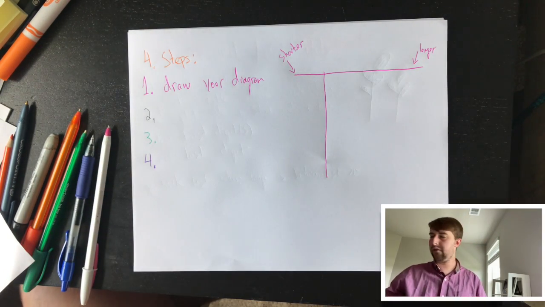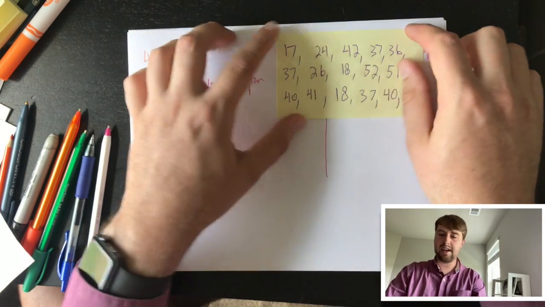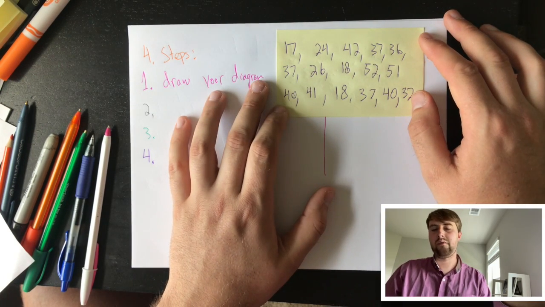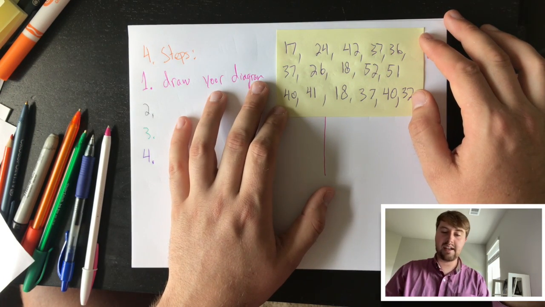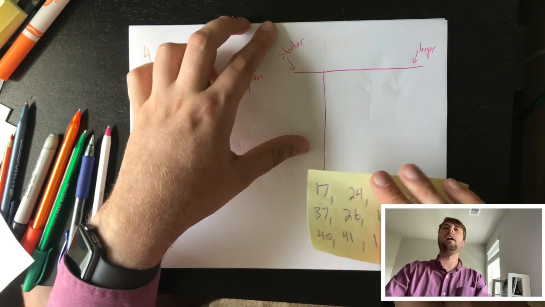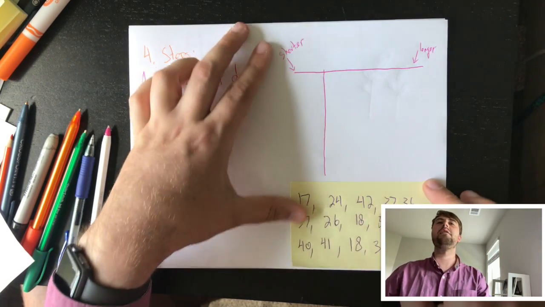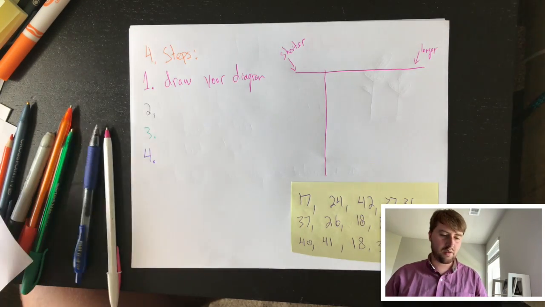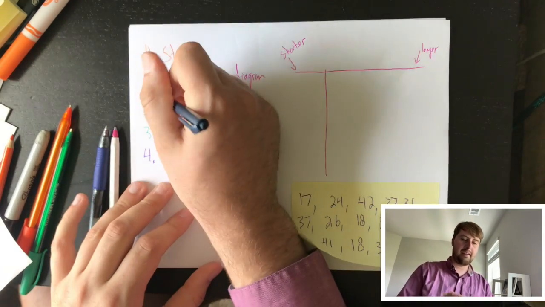Now for this, we're going to look at this data right here. It is 17, 24, 42, 37, 36, 37, 26, and so on and so forth, all the way down. I think if we hide it down here, you should still be able to see it. Our second step is going to be to label our stems.